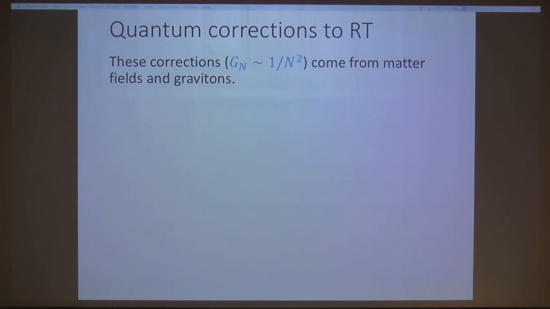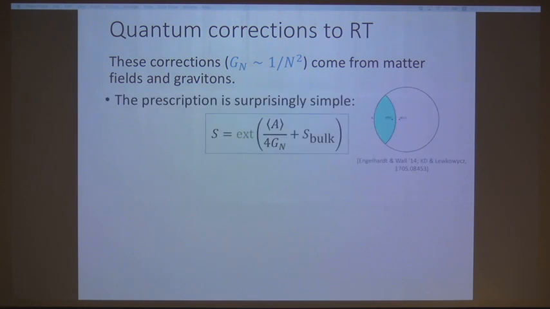So let me go to the quantum corrections. The quantum corrections are the second expansion that we can do in the bulk, where we expand in G Newton. In the AdS/CFT context, this is the same as the expansion in 1 over N. These quantum corrections come from contributions from matter fields and gravitons in the bulk.